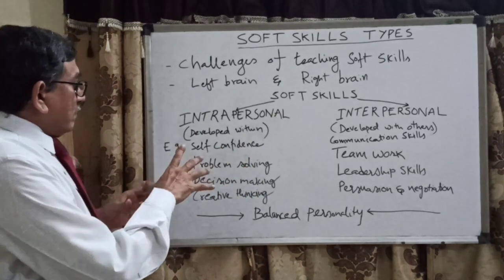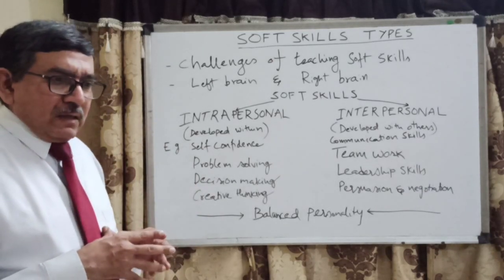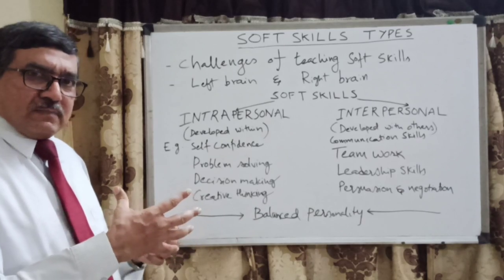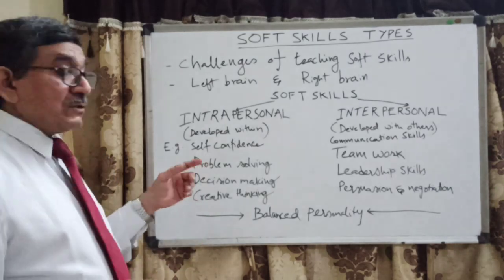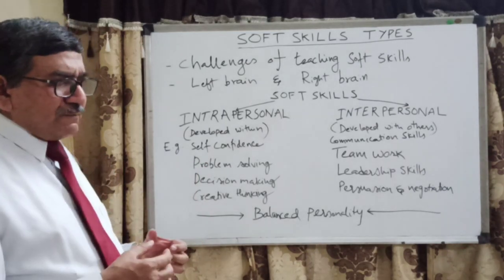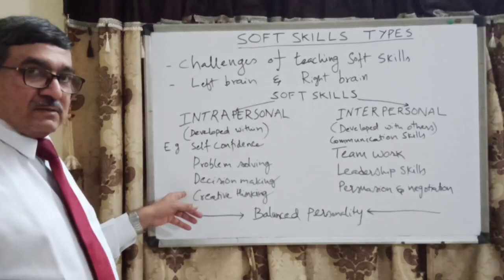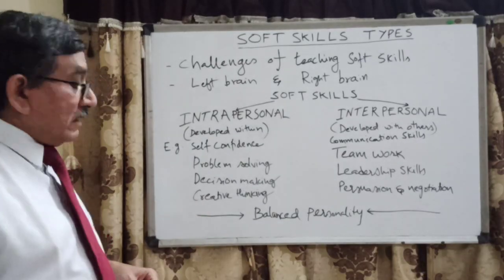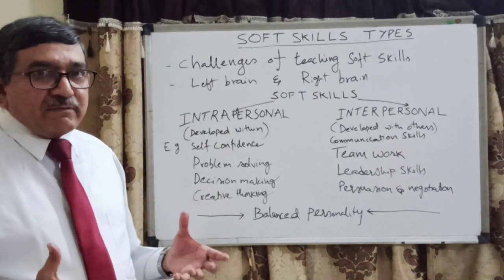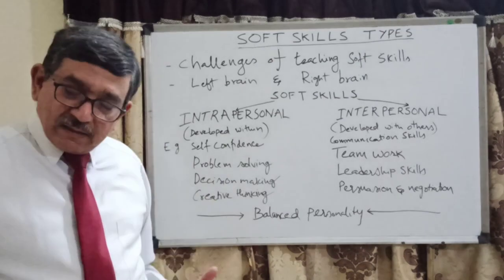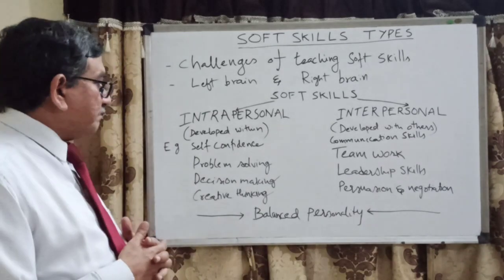So next one is problem solving. You just understand a problem and think in different directions, sometimes out of the box, and you will get solutions. And you have so many solutions, out of which you will pick the right one. That is decision making. And while doing all this, your mind is doing some creative thinking. So all these are intrapersonal skills.